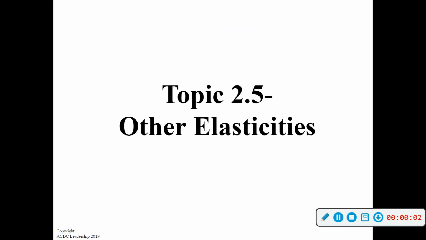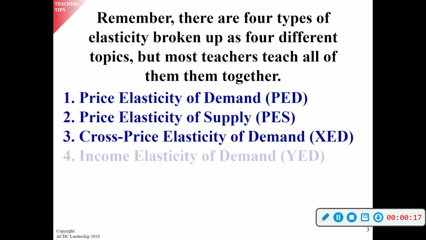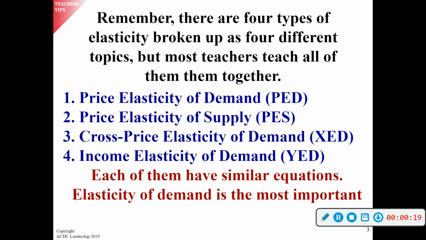Alright, so 2.5 is the last two elasticities. We talked about cross-price elasticity and income elasticity, determining whether two goods are complements or substitutes, and then whether a good is an inferior good or a normal good. So you can see the 4 there. We've done 1 and 2. Now we're going to do 3 and 4.